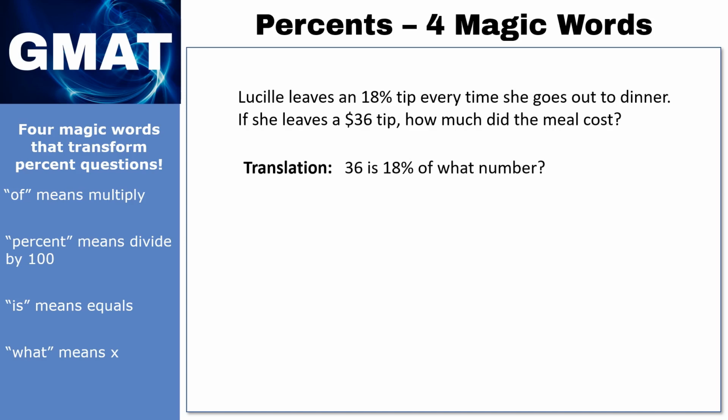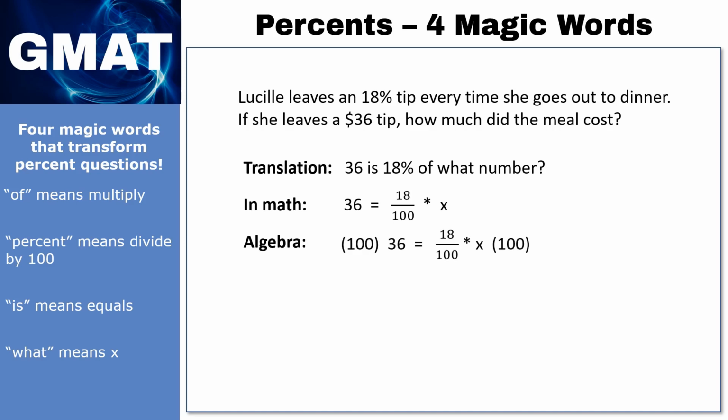All right, now that we have it in that form, all we do is use our 4 magic words to translate it out of English and into math, and we get 36 equals 18 over 100 times X. Now all we do is crank the algebra and solve for X. Remember, the easiest thing to do is multiply the entire equation through by the denominator to get rid of the fraction. Keep on moving, and we find that X equals 200. That was the cost of the meal, $200.